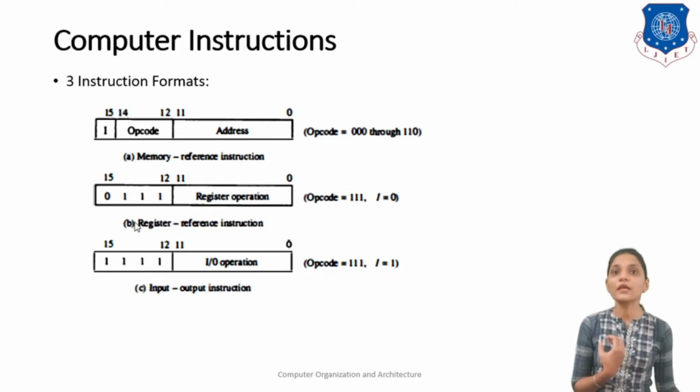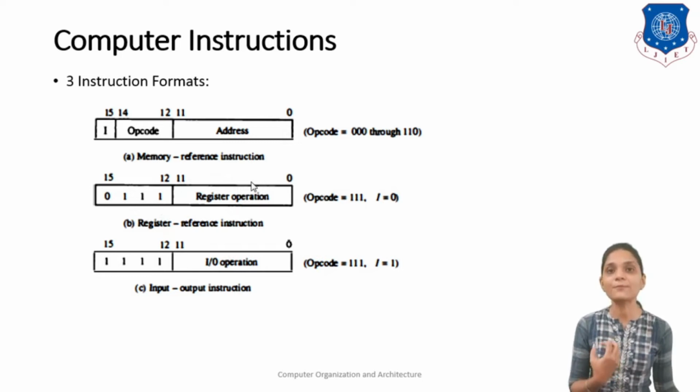Similarly, we can use these register reference or IO reference instructions in which you are directly performing an operation on some content of a register, or generally the accumulator register. For example, clear the content of the accumulator, complement the content of the accumulator and so on. For this, your operation code will be fixed, that is 0111, and for IO reference instruction your operation code will be 1111. So this is the fixed thing that you are going to use for our basic computer system that has a total of 3 instruction formats.